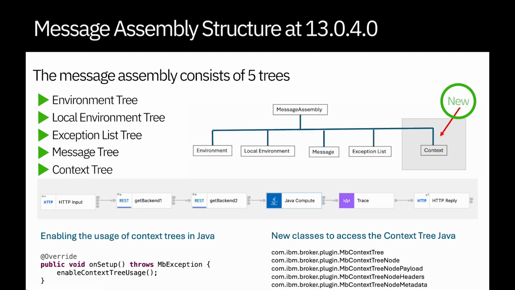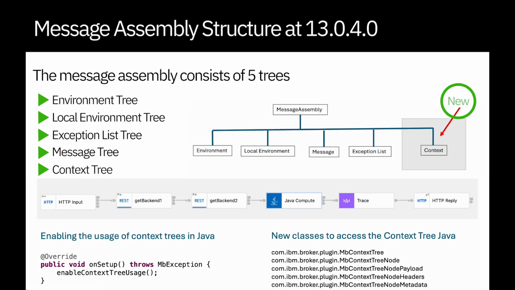So in the previous video, I introduced the context tree and gave an example of how to access payload data from earlier nodes in the message flow using the Java Compute node. The context tree is a new tree in the message assembly which is not captured by default. It is only made available in the message assembly when it is referenced. The context tree has information about how the message flow was invoked and context information from every message flow node, including payload details.